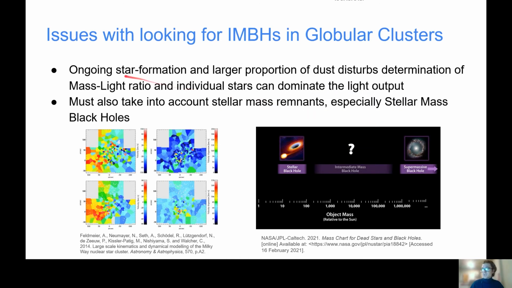Also, in globular clusters, we have ongoing star formation and a larger proportion of dust, which can disturb the determination of our mass to light ratio. And individual stars can dominate the light output. Like in this graph, one star produces a lot of lost data, which is the white dots. We also have to take into account that stellar mass black holes could be mistaken for intermediate mass black holes. So we have quite a few issues when we're looking at these globular clusters.